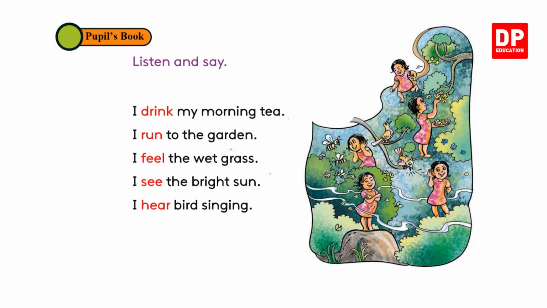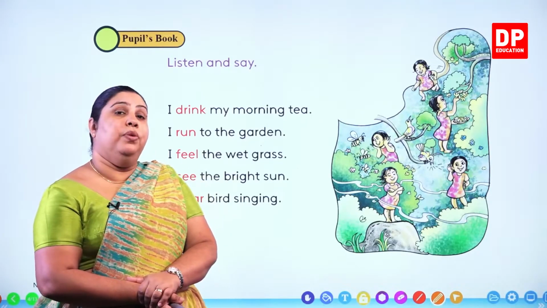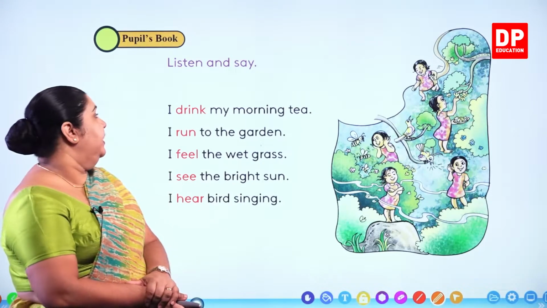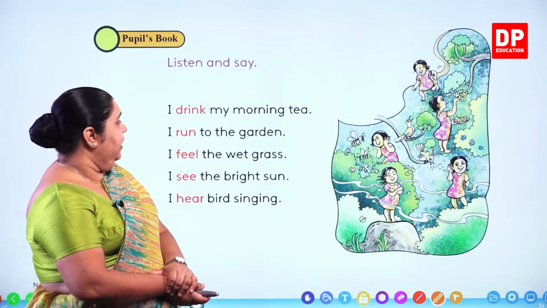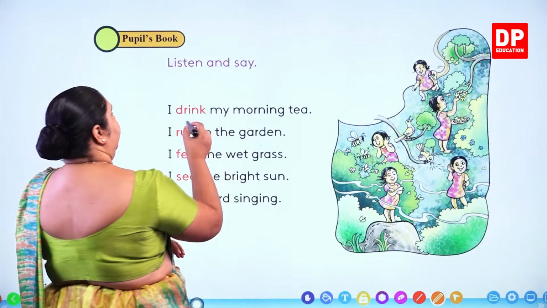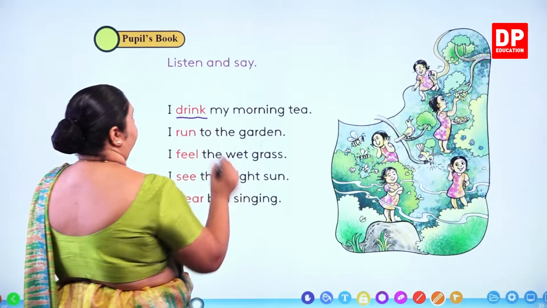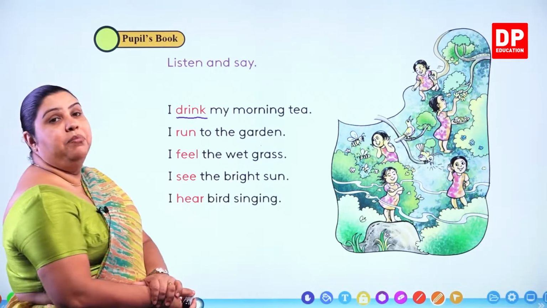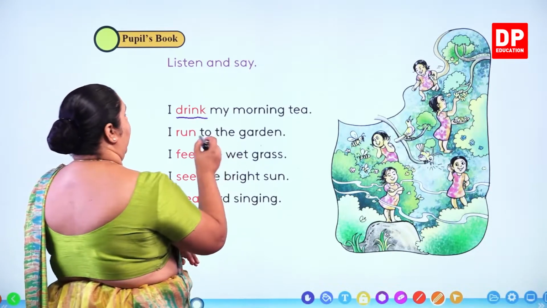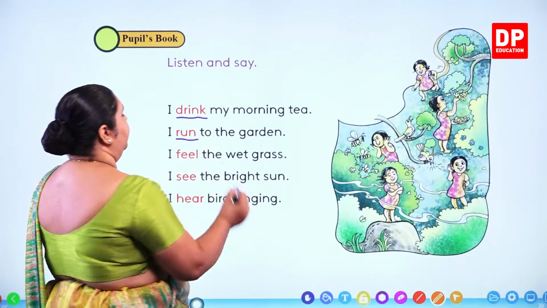Right. Now let's have a look at the words once again. Now you were listening to me. Now you know how to say it. Let's take a look at these words. I drink my morning tea. Here we have the word drink. I drink my morning tea. I run to the garden.